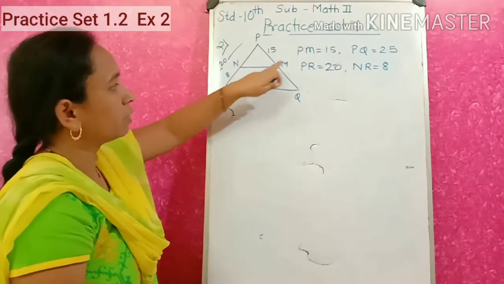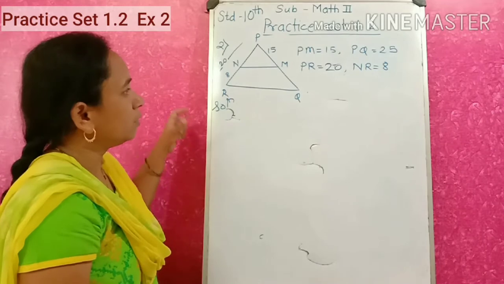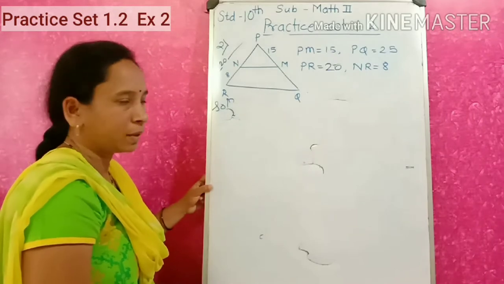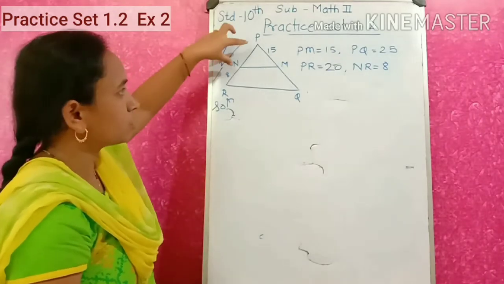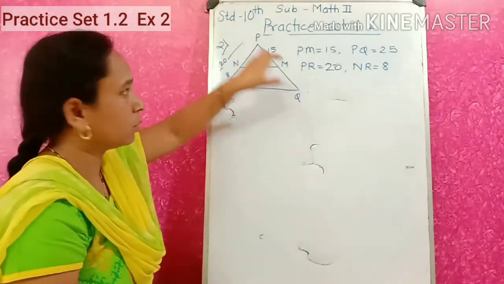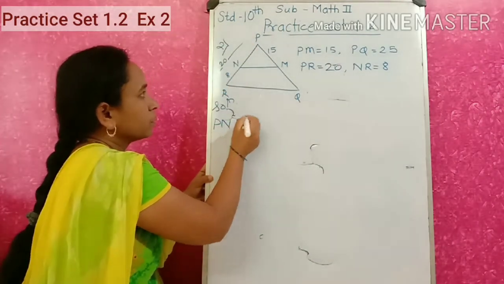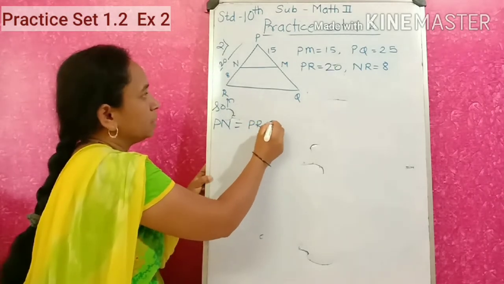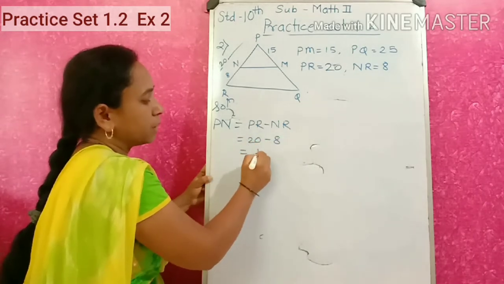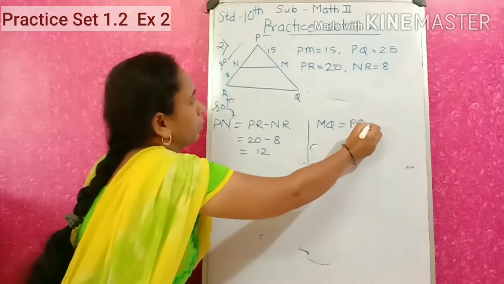Second example. This is a figure and here the values of PM, PQ, PR and NR are given, and I want to prove that NM is parallel to QR. Here I am going to use the converse of BPT. If I want to use the converse of BPT, these two ratios should be equal: PN upon NR is equal to PM upon MQ. So first I will find out the values of PN and MQ. PN's value is PR minus NR. PR is 20 minus NR is 8, that means the answer is 12. Here I will find out MQ, which is PQ minus PM.